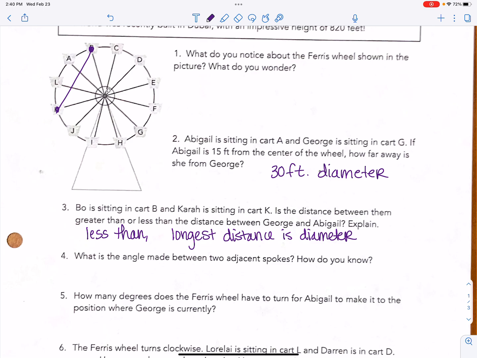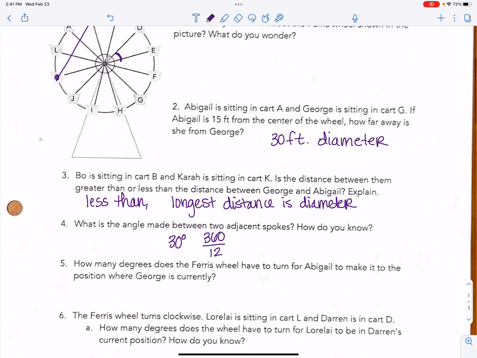What is the angle made between two adjacent spokes? So basically, what is this angle measure right here? If these are equally distanced apart around the circle, then hopefully you would have said 30 degrees. And how do I know it's 30 degrees? Well, there's 360 degrees divided by 12 because there's 12 buckets. And so 360 divided by 12 would be 30 degrees for each one of those.